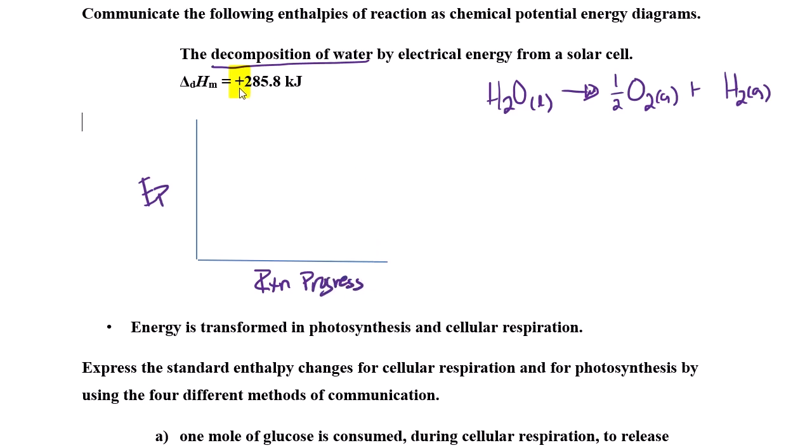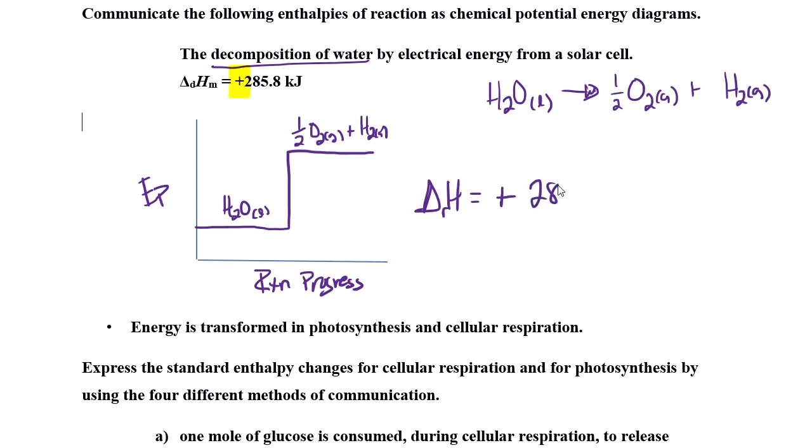This is an endothermic reaction because it's got a positive enthalpy. So that means that my reactants have less potential energy. My water has less potential energy than my products. They have more, my oxygen and my hydrogen. And the enthalpy change for this reaction is positive 285.2 kilojoules. And if I had balanced this with a 2 and a 1 and a 2, which I could have, then this value would have had to double as well in order to account for that.